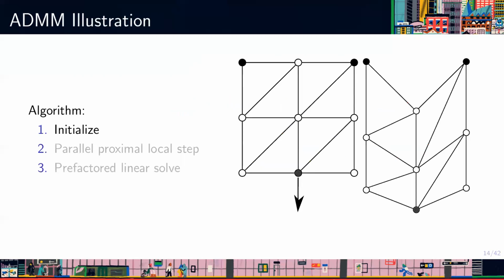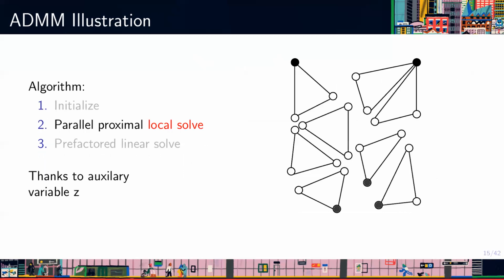So here's an illustration of ADMM PD. First, we start with some initialization. In my example mesh here, I've pinned the top corner vertices and pulled down the center vertex, resulting in some distorted triangles. Thanks to the auxiliary variable, we can perform local minimizations over all of the elements in parallel. Of course, this results in a state where vertex locations don't agree.